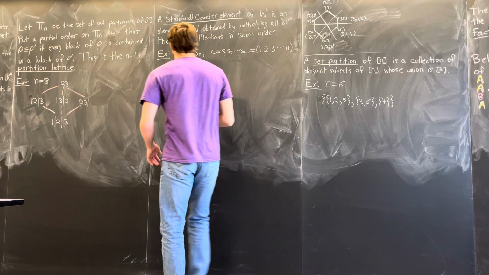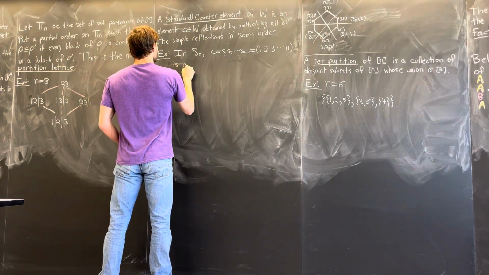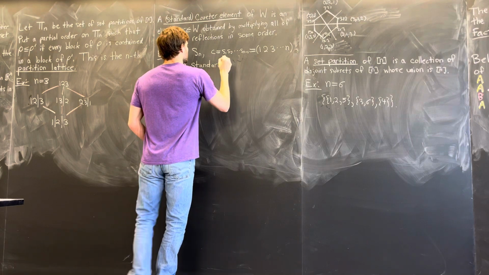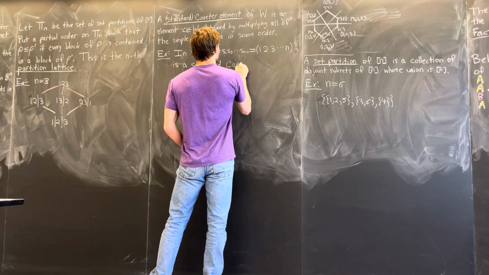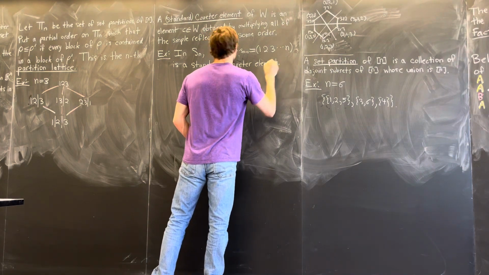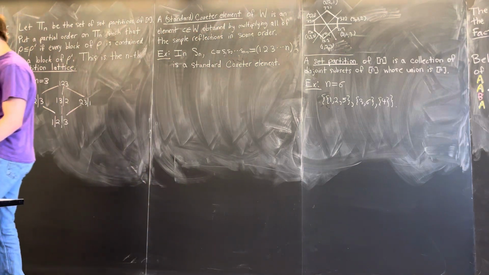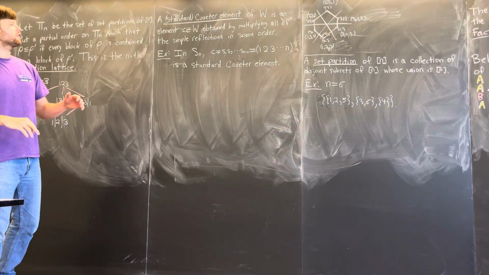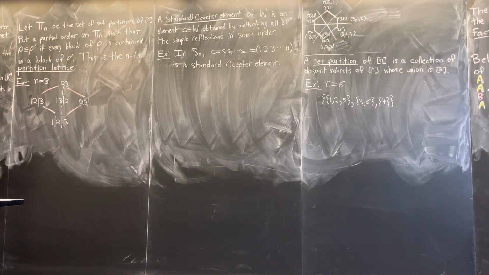This is a standard Coxeter element. But there are other examples. Actually, here's a nice other example of a standard Coxeter element. You could say, let me multiply all of the simple reflections with odd indices, and then I'll multiply all of the ones with even indices.